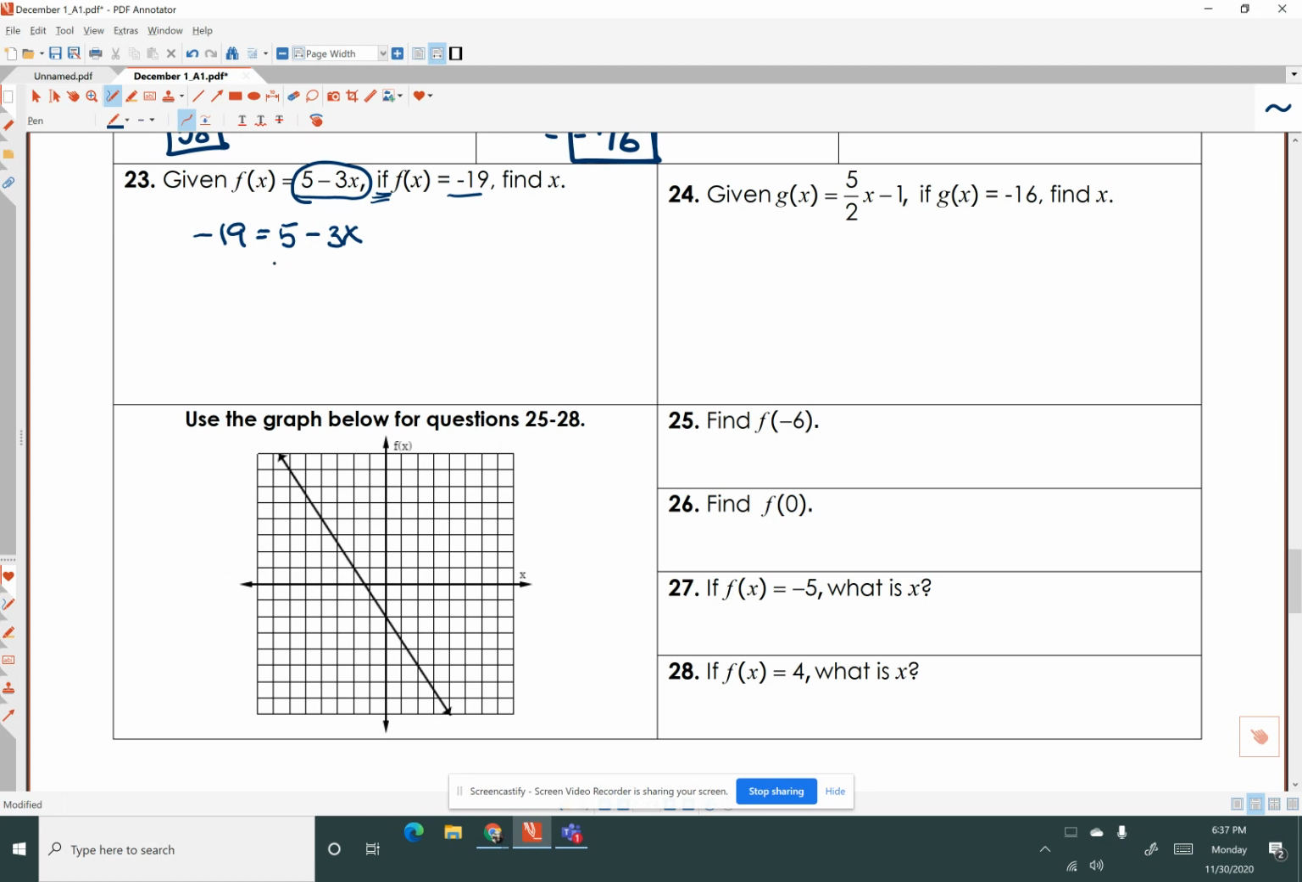So we subtract 5 from each side, and we have negative 24 equals negative 3x. Oops, that should be an x. And then divide both sides by negative 3. And x equals 8, because negative divided by a negative is a positive.